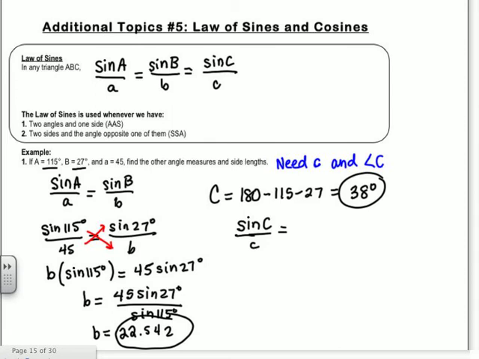equals, why would we not want to use b? Yeah, what if we messed up this value of b? So let's go ahead and use a just in case. So I'm going to do sine of capital A all over little a. And that's okay if you use b, but usually, you want to try to avoid using something you found before. So I'm going to have sine of 38 degrees all over little c equals sine of 115 degrees all over little a.